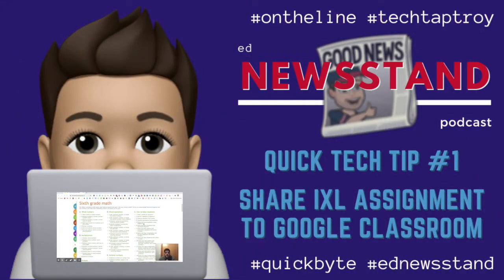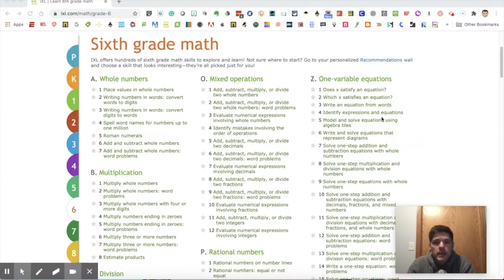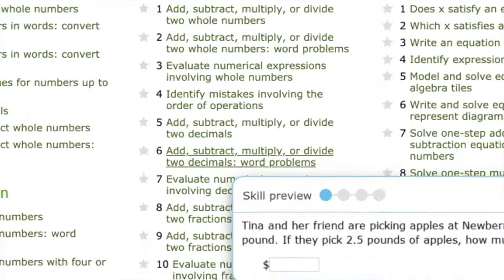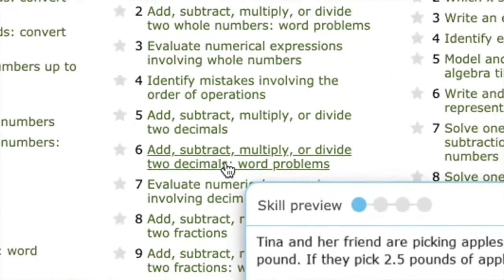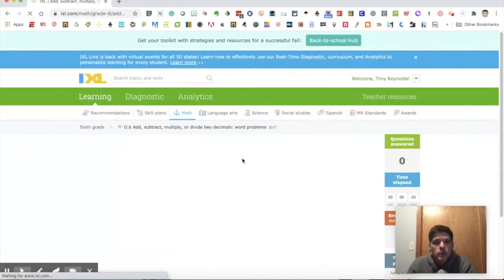So this is just a little video to show you how to tie your IXL to your Google Classroom and send students directly to the skill that you want them to work on. So when you're in IXL, you find a skill that you want the students to work on. So let's say 06. We're going to click on 06. It's going to go right to the skill.